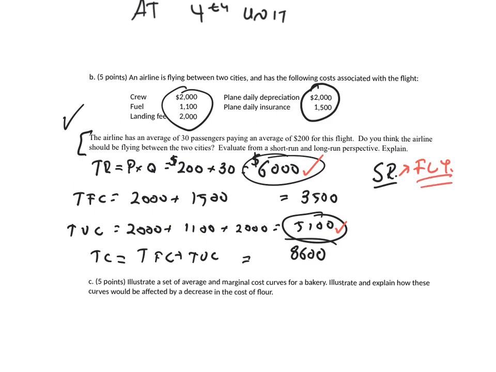In the long run, all costs are variable. Our total revenue in the long run is 6,000. Our total cost is 8,600. We're incurring a loss, and in the long run, since we have the opportunity to get rid of those fixed costs, we're going to shut down.